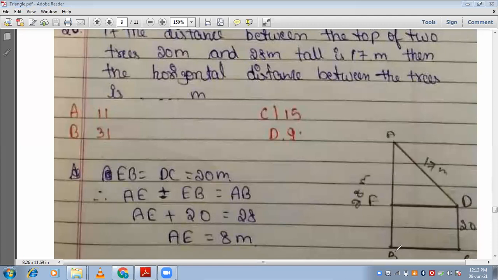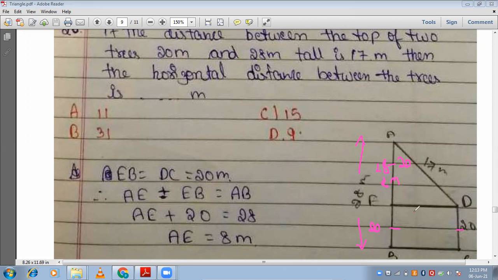This is 20 meter. Then this is also 20 meter. Both are parallel. Then this is also 20 meter. Here to here is 28 meter. Okay. So you need to find out only this one. So 28 minus 20 is 8 meter. This is 8 meter. AE length is 8 meter.